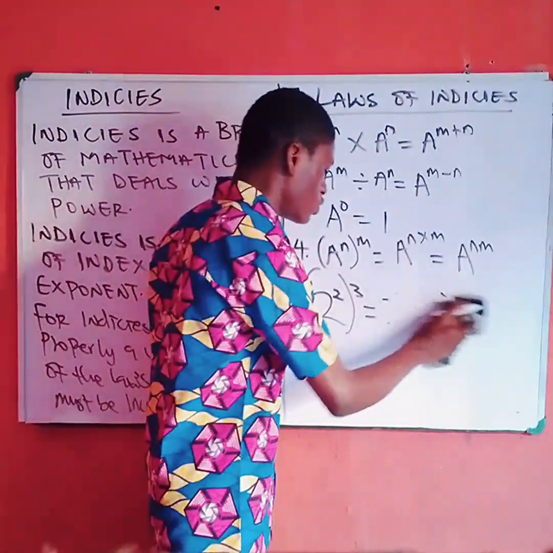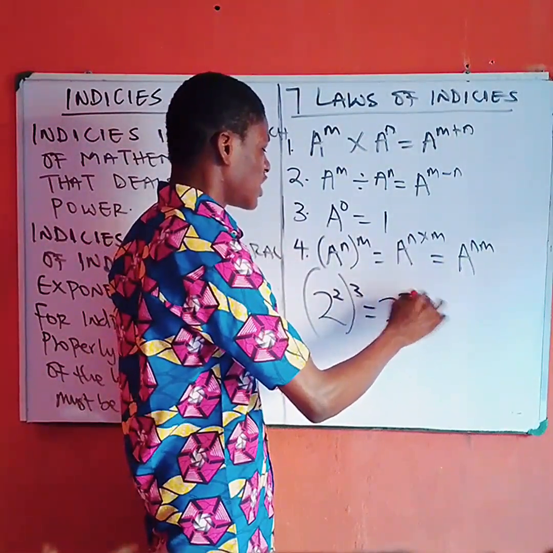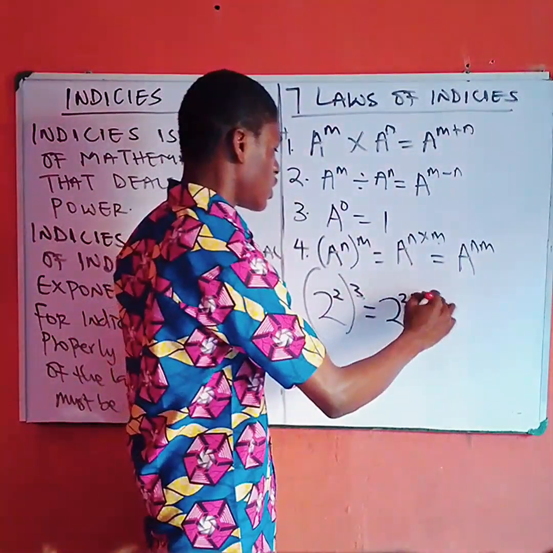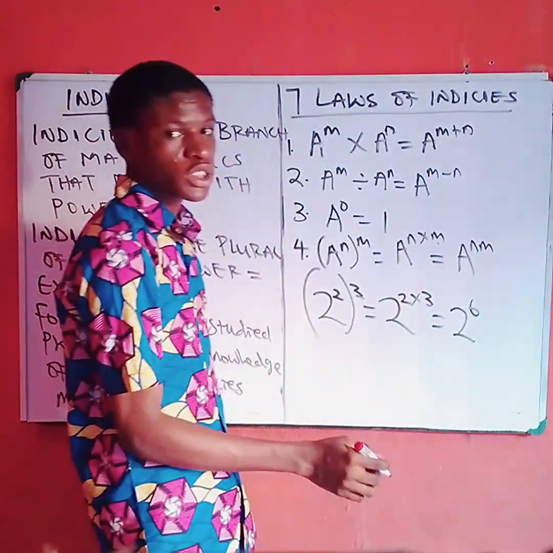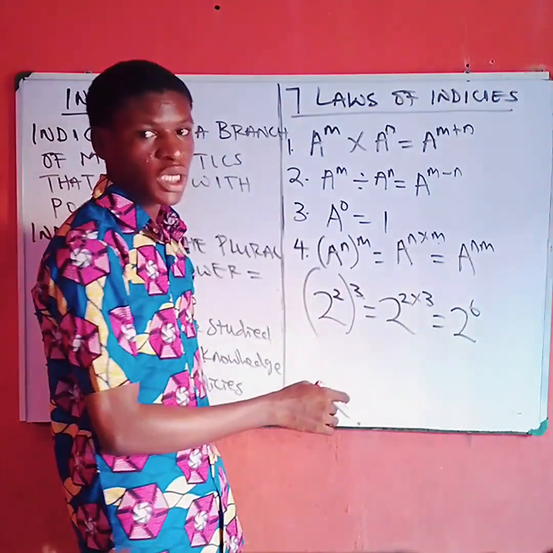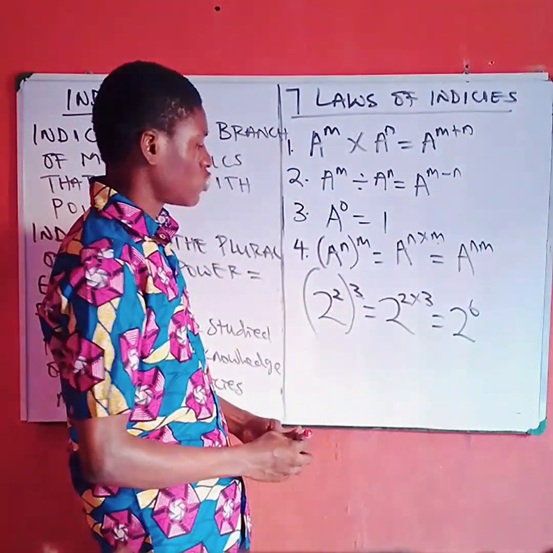Now, the thing that I will need to do based on this law is 2 raised to the power of 2 times 3, which is equal to 2 raised to the power of 6. Now I can write my answer as 64, if I want. So that's what I just did.